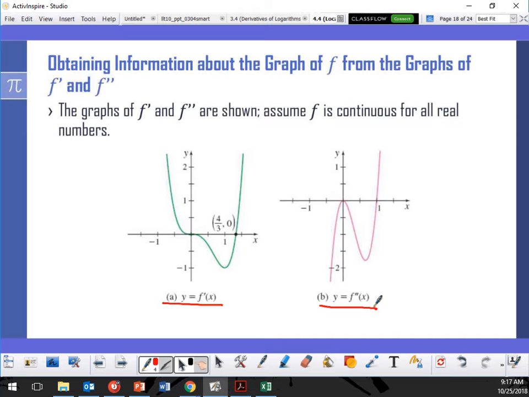All right, so the second derivative equals 0 where? At 0 and at 1.